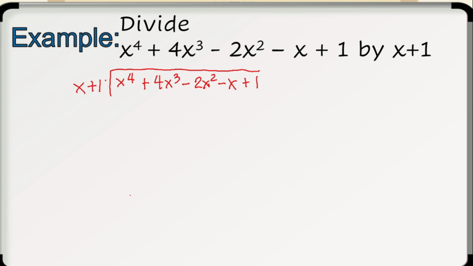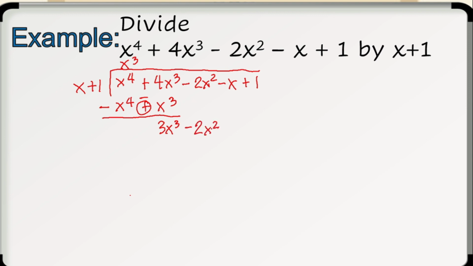We have x raised to 4 divided by x is x cubed. Then multiply x to x cubed. We have x raised to 4. 1 times x cubed is x cubed. Subtract, change the sign. We have 3x cubed. Bring down negative 2x squared.